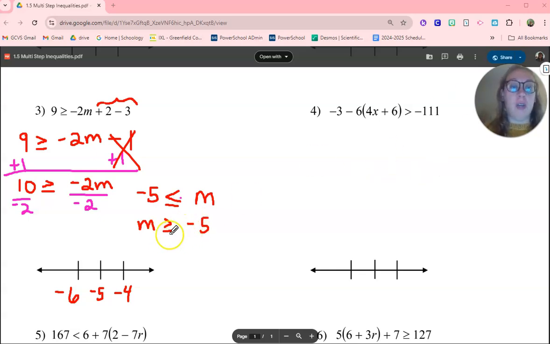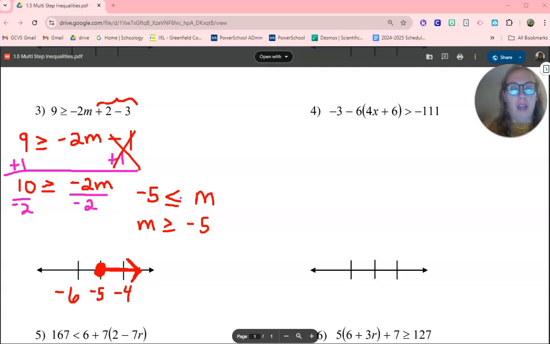Because it is greater than or equal to, we want a closed circle, and then we're going greater than, so we're going to the right. So make sure you're showing all of these steps as you're working through this and also doing that graph, okay? We're halfway done here. We have 3 more problems left on this worksheet.